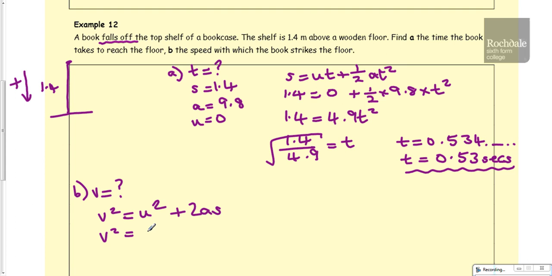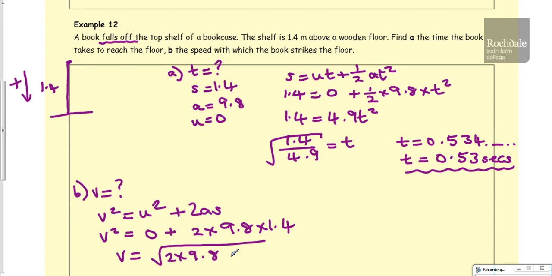Okay, so we've got u squared is 0, and then we've got 2 times a times s. So if you work that out and then take the square root, of course, v works out to be the square root of whatever 2 times 9.8 times 1.4 is. And if you type all of that into your calculator, I think it works out to be 5.238. And so if we're rounding to 2 SF, it would be 5.2. And because it's a speed, it would be meters per second.